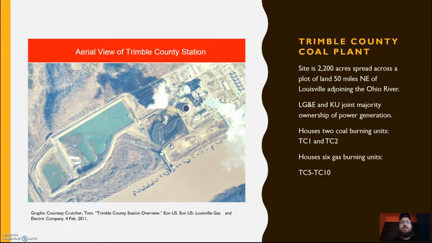As mentioned before, the site of study for my paper was the Trimble County Coal Plant. It's located approximately 50 miles northeast of Louisville on the Ohio River, and it houses 2 coal burning units, TC1 and 2, whose flue gas is examined in this report, as well as 6 gas burning units, TCs 5 through 10.